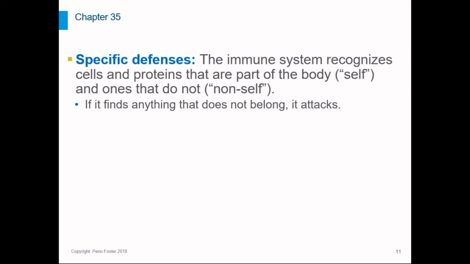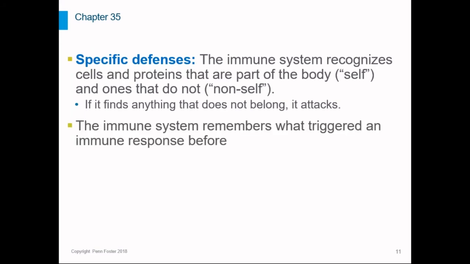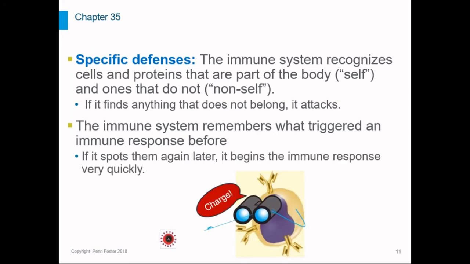Specific defenses are the specialty of the immune system. The immune system recognizes cells and proteins that are part of the body and ones that are not. It simply classifies everything as self or not self. It finds anything that doesn't belong and it attacks. The immune system remembers which cells or proteins triggered an immune response before, and if it encounters them later, it begins the immune response very quickly.